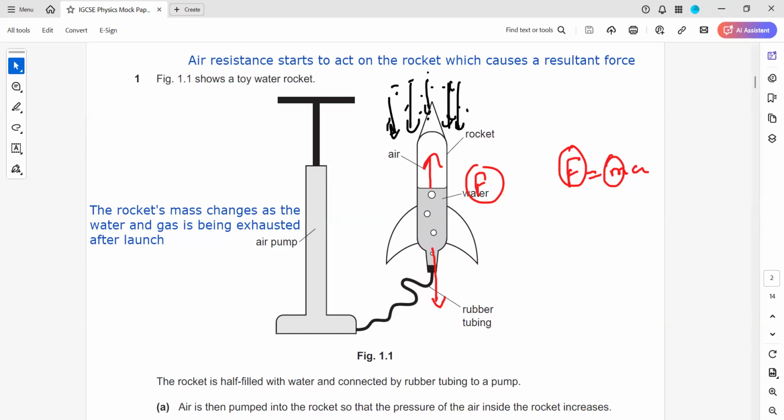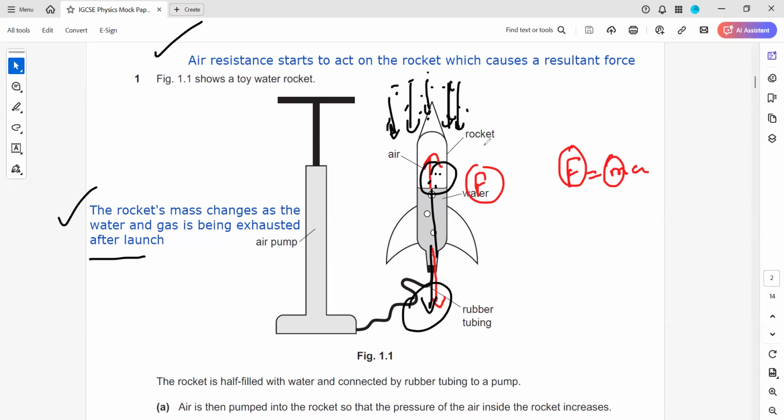Or you can also say the air pressure inside: because the number of air particles is the same, the volume is increasing, so the pressure of the air is decreasing. So the pressure at which the water is coming out is also decreasing. So that is another reason you can relate. The rocket mass is changing, that is one thing, and the air resistance acting, that is another.